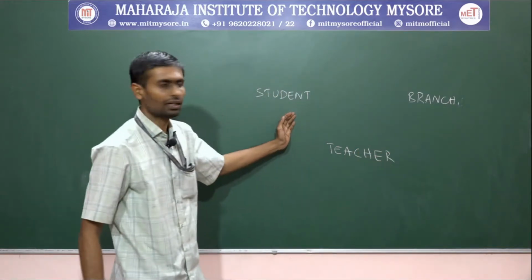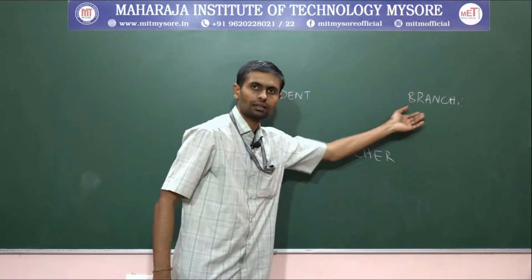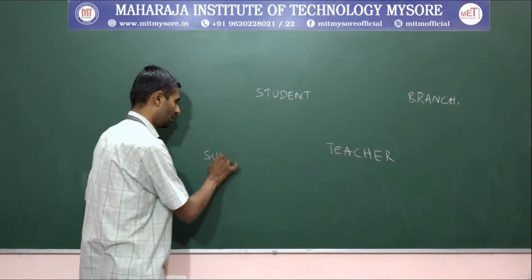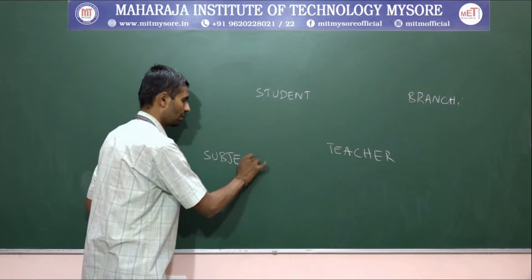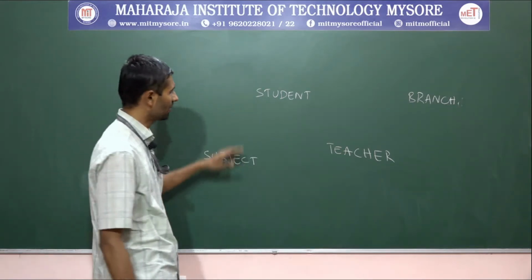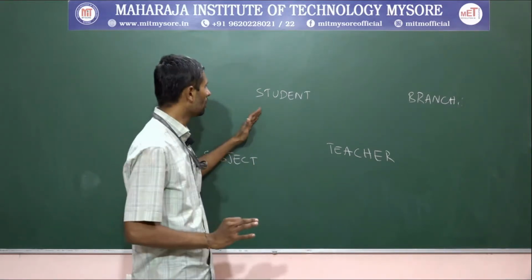A student joins a branch, and a teacher also belongs to some branch, and a teacher teaches some subject. So this will also be there: a teacher teaches some subject and a student studies a subject. That means, for timing, we'll try to restrict ourselves only to this much.